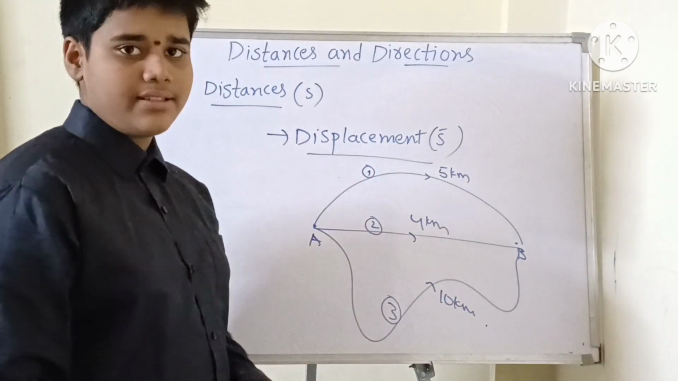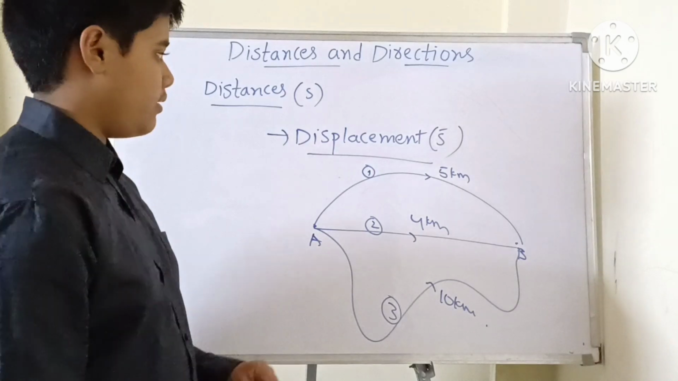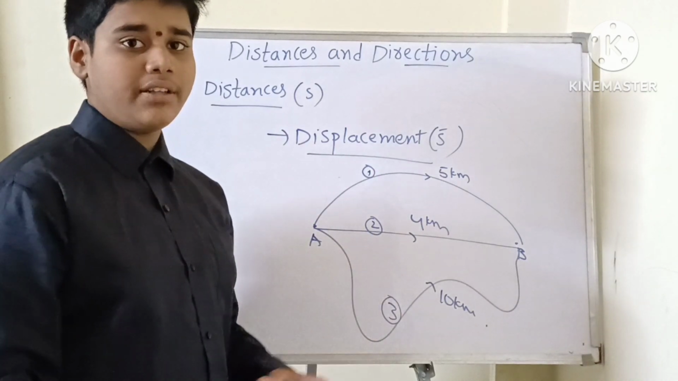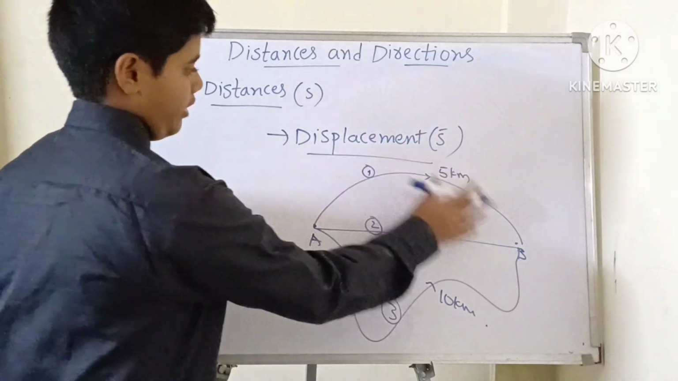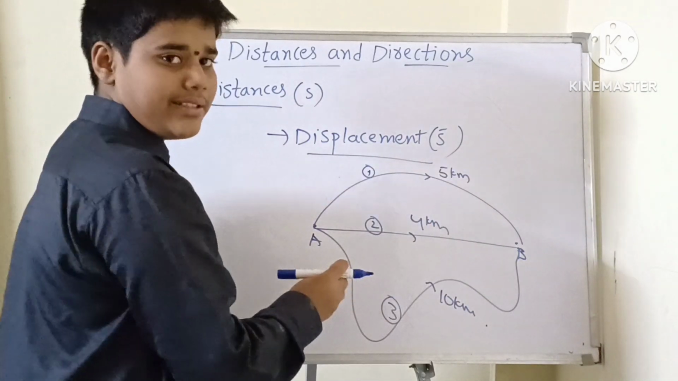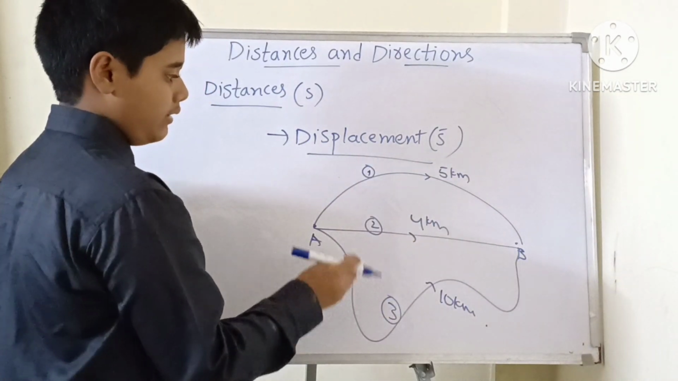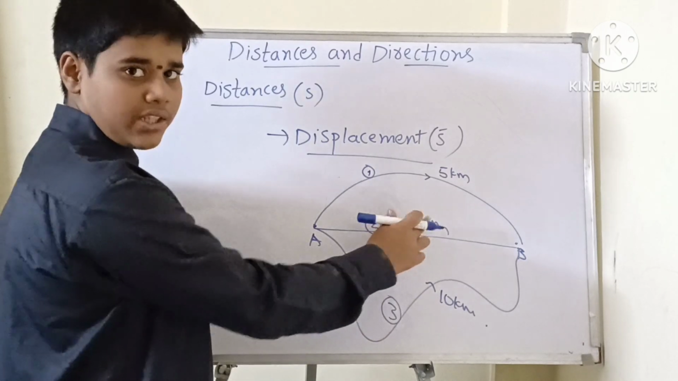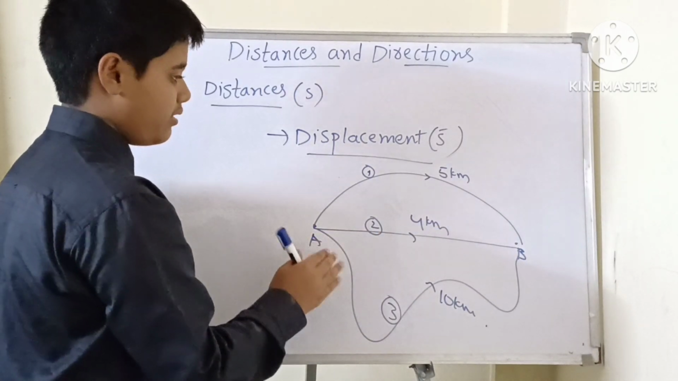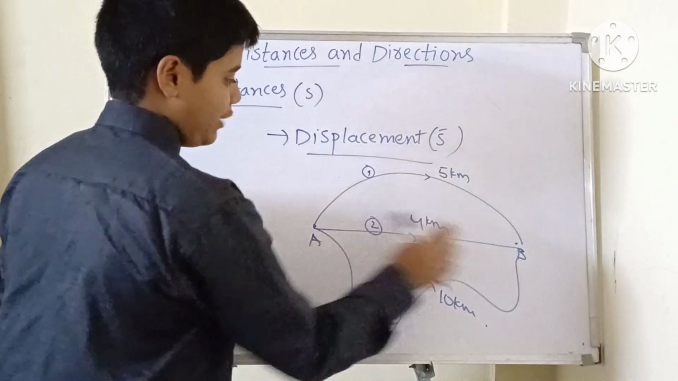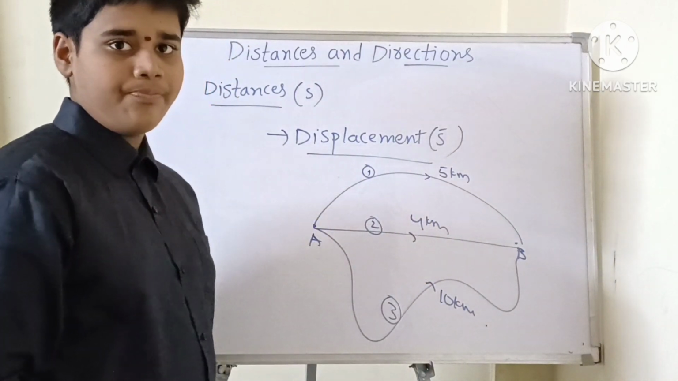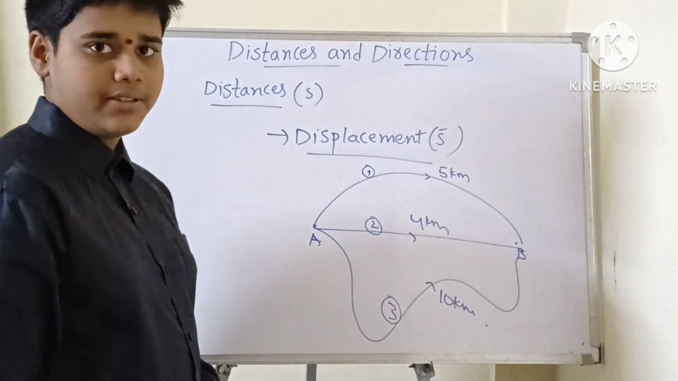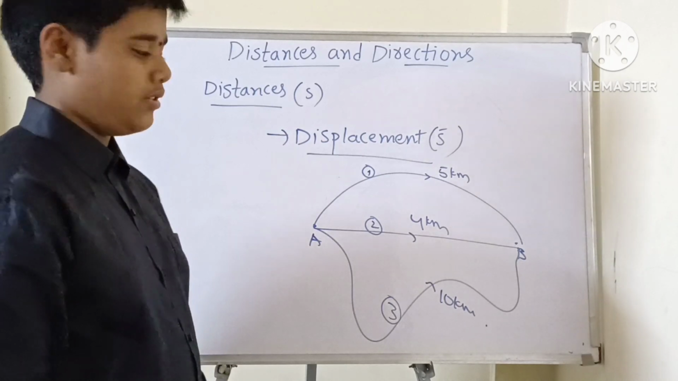So these are distances. And if you say displacement, displacement means the shortest distance that you have travelled. Which means if we compare all three paths, the shortest distance is this, 4 kilometers. So the shortest displacement from A to B is path 2, that is 4 kilometers. So this is displacement.